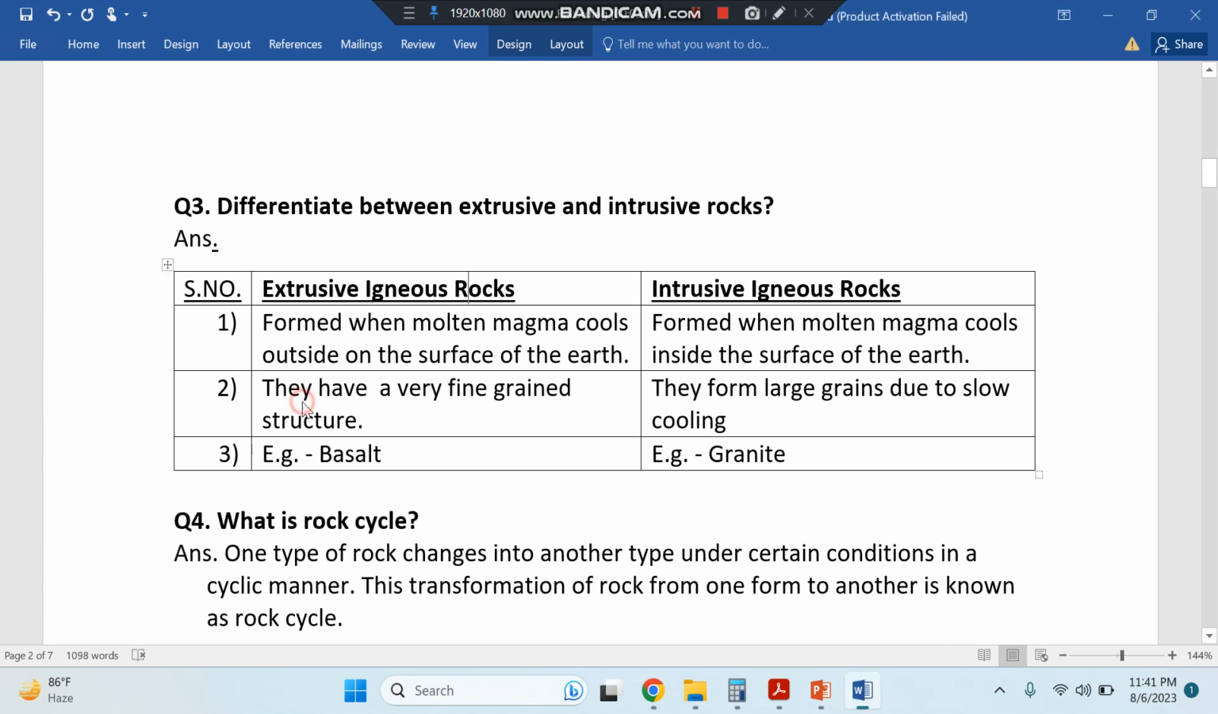Extrusive rocks have a very fine grained structure. Intrusive rocks have large grains due to slow cooling. Since they are inside, they cool down slowly. An example of extrusive igneous rock is basalt and of intrusive is granite.